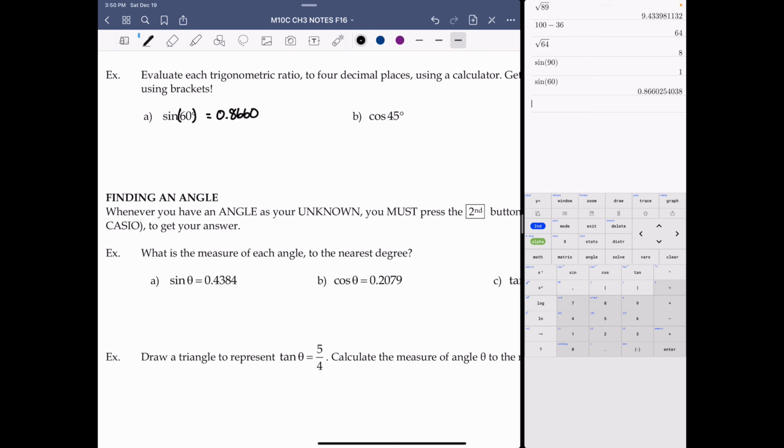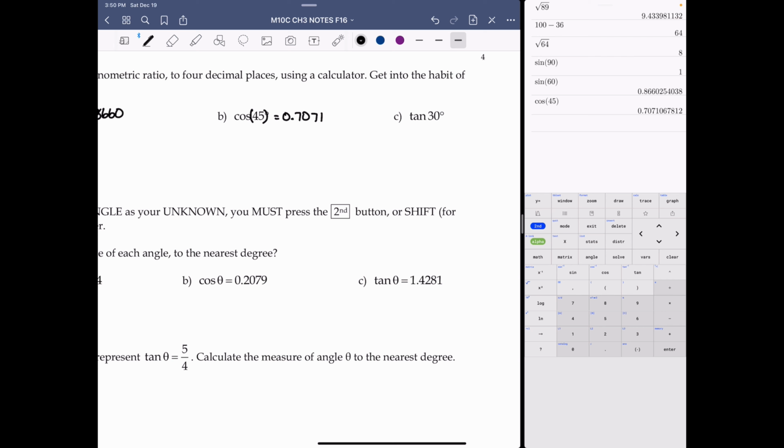Next one is cos 45, so push the cos button, then brackets if you need them, 45 inside the brackets, enter, we get 0.7071. And then tan 30, push the tan button. Then if you need brackets, put brackets and 30 inside the brackets, and we get 0.5774. There's a 3, but then followed by a 5, so the 3 would round up to a 4.